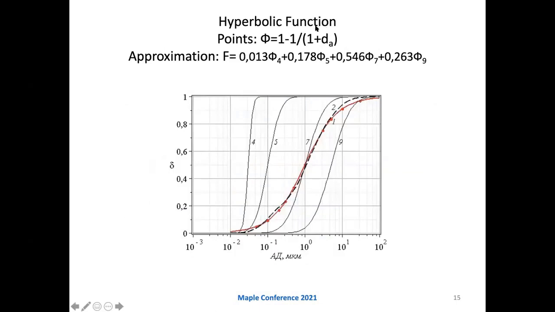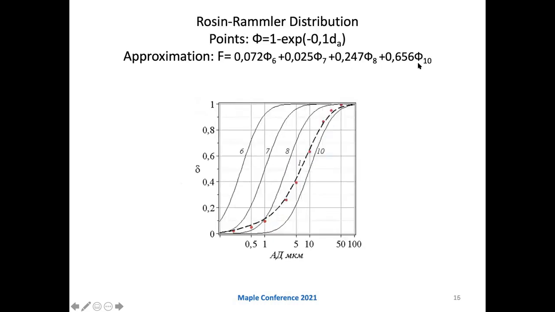Moving next, we have a hyperbolic function and the following approximation with different weights. Still we're using F4, F5, F7, F9 this time, and we have our approximation calculated according to this formula. Also, we have a residual distribution with the following approximation calculated based on F6, F7, F8, and F10.